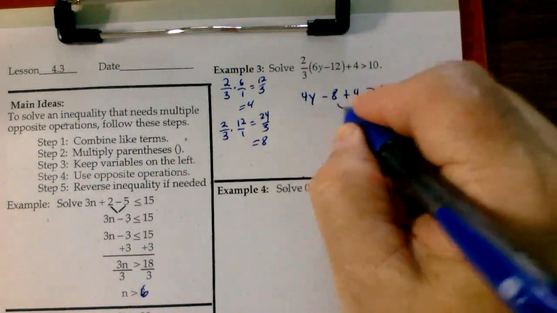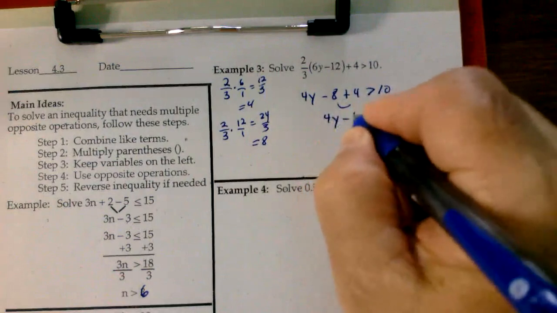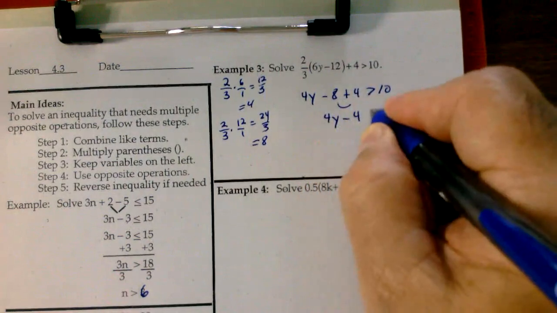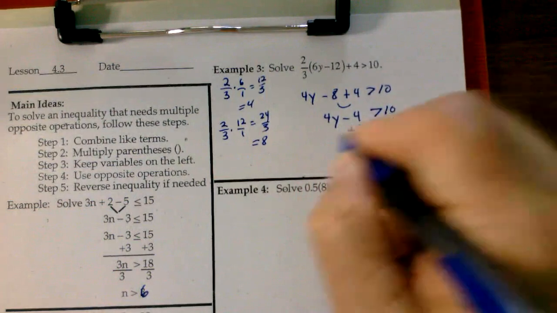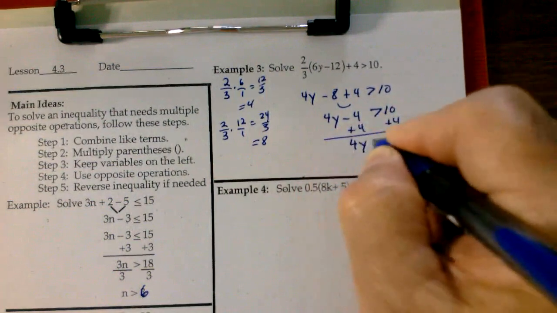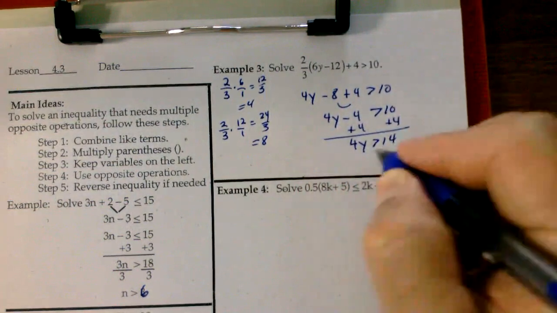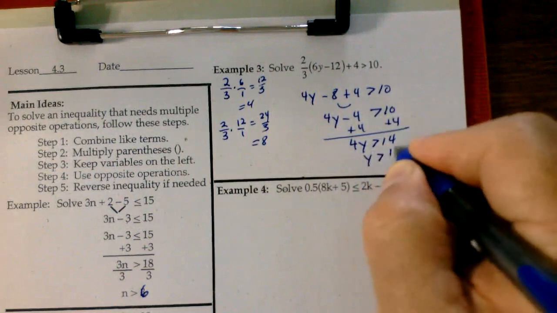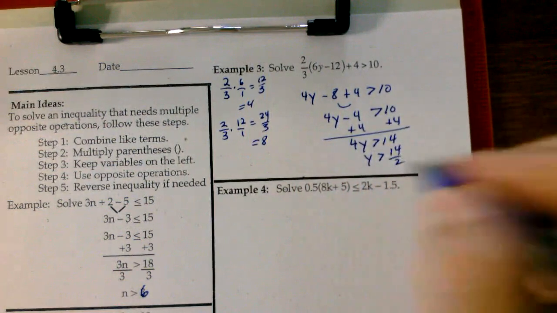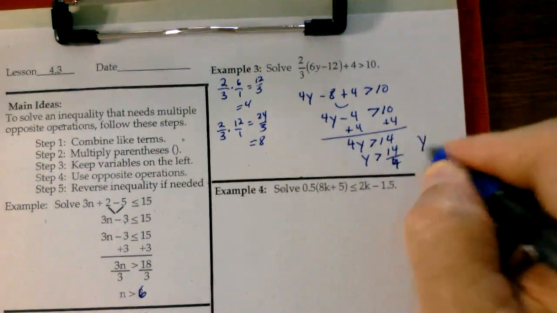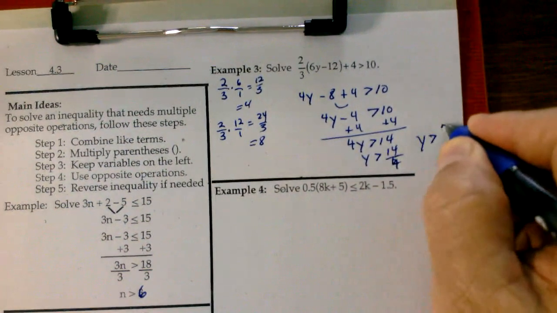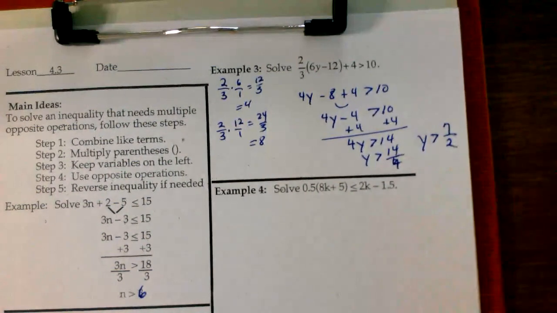Then I do the combining of terms. That's 4y minus 4. And then we add 4, then we add 4. And then it gets down to 14. And then divide by 4. And we reduce by 4, rather. Reduce to lowest terms, so you're going to get y is greater than 7 over 2. Always reduce your fraction.